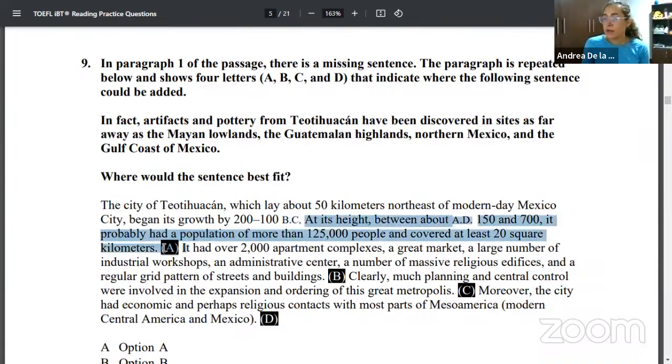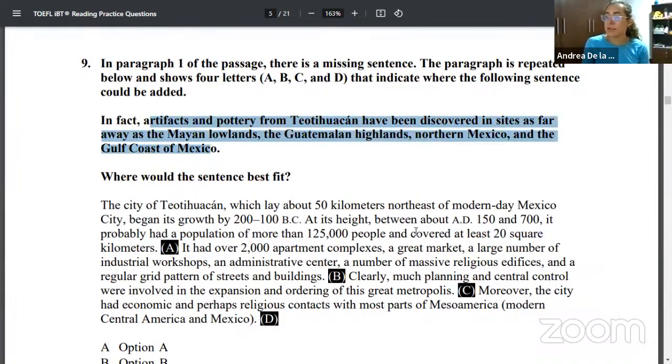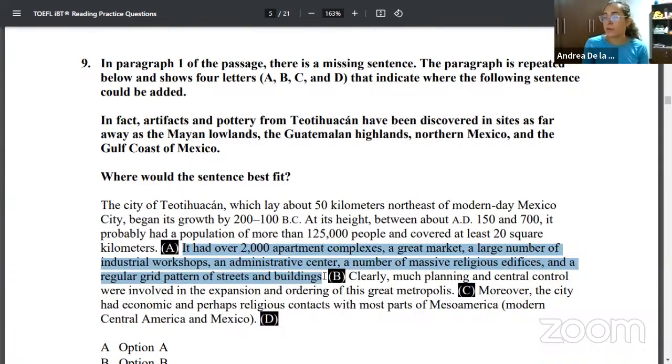First sentence that we have here, it talks about the population of Teotihuacan, and it talks about the size of Teotihuacan. It's not related to this, right? Not related to what happens outside of Teotihuacan. This is about the inside of Teotihuacan. Then they talk about the things that Teotihuacan had, the apartment complexes, the market, the industrial workshops. So again, it's not related. They are talking about the development of the city inside the city, right? The things that they had, the commerce they had, the architecture and that stuff.